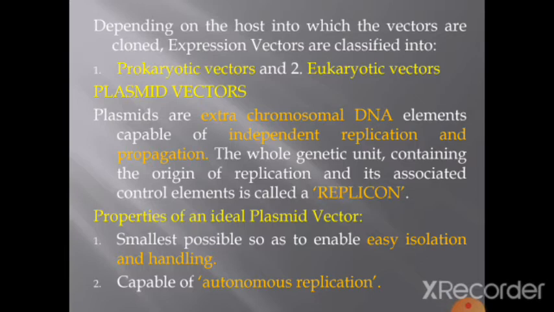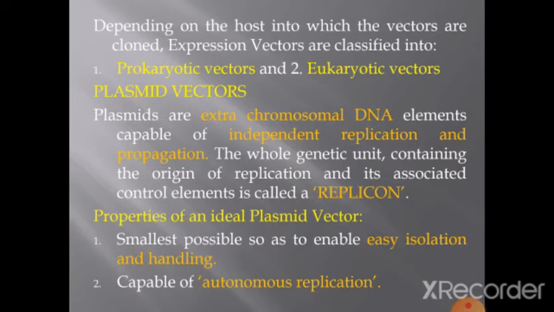Okay. So after knowing the definition, the properties of a good vector and the types of vectors that we normally use in RDT, now we should study different types of vectors, wherein according to your syllabus you are studying only three. One is plasmid vectors, another one is bacteriophage vectors, another one is cosmids. Okay. Now in this class we will study plasmid vectors. The rest of the two we will study in our next class.